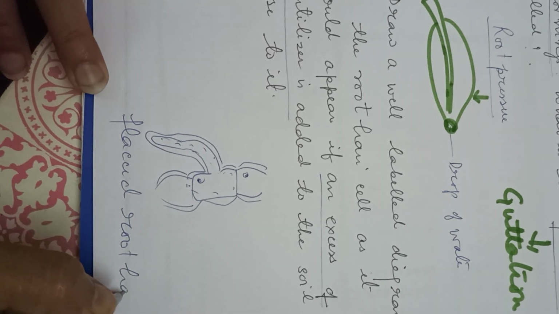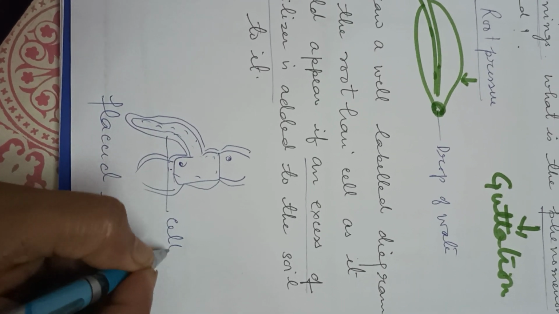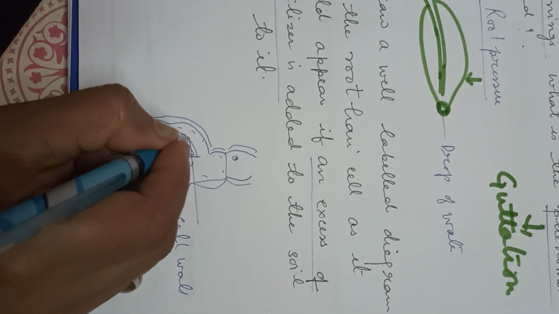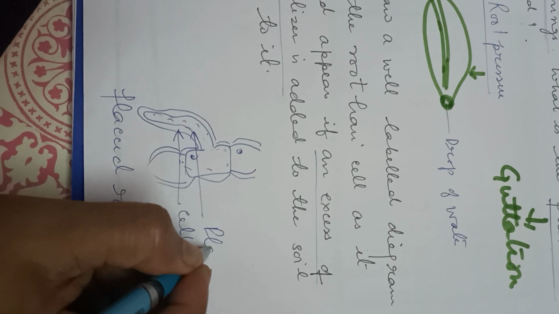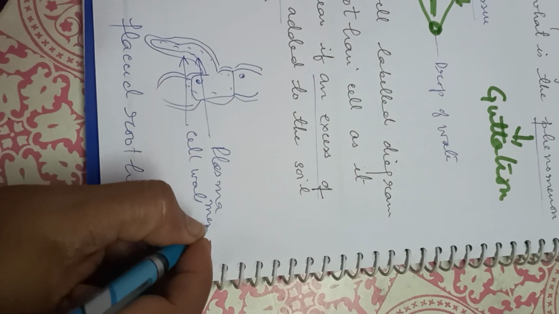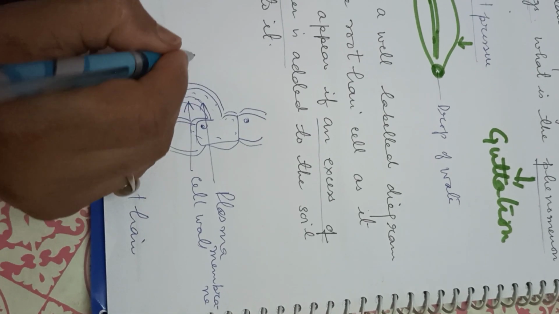The labeling will be cell wall, the first line, and the second one is termed plasma membrane, and this is to be termed root hair.